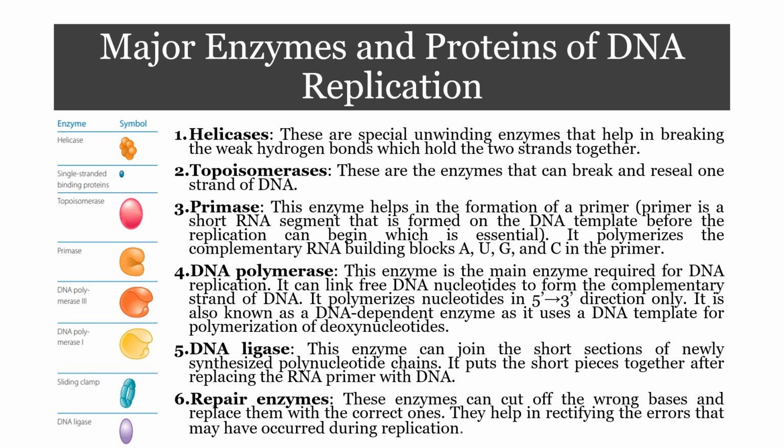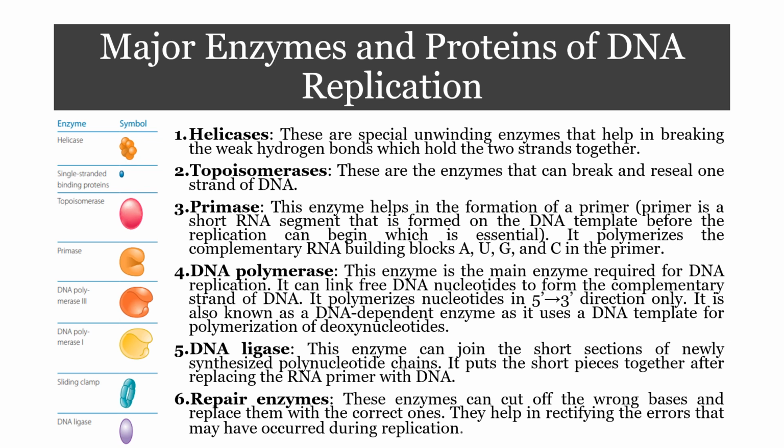DNA polymerase. This enzyme is the main enzyme required for DNA replication. It can link free DNA nucleotides to form the complementary strand of DNA. It polymerizes nucleotides in the 5' to 3' direction only, so it is only in one direction. It is also known as a DNA-dependent enzyme as it uses a DNA template for polymerization of deoxynucleotides.